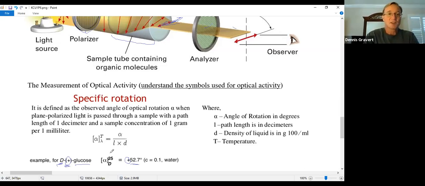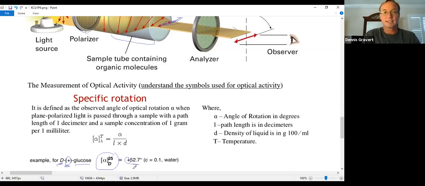What I need you to know is if you ever see something similar to this, sometimes a D is missing, there'll be another number, or this might say 20, but you will see brackets with the alpha symbol inside with some other superscripts and subscripts. You need to recognize that as a measurement from the polarimeter, and we're talking about chiral molecules.